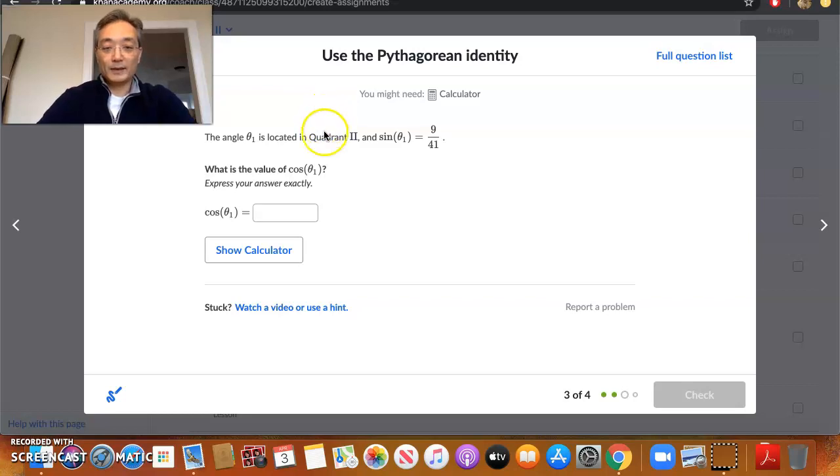Okay, so we are now back. We are going to finish the problem sets. Problem set: use the Pythagorean identity. And here we have a problem.